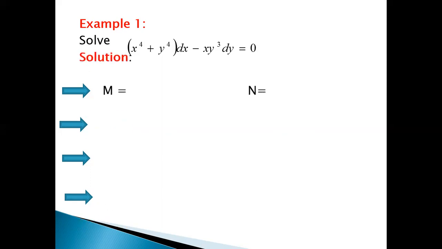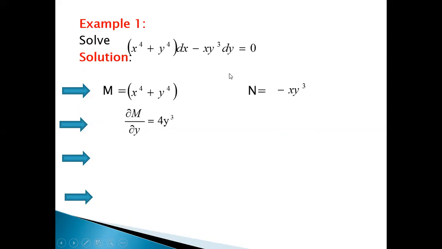First find M and N. What is M? M is the multiple of dx. So the multiple of dx is x raised to 4 plus y raised to 4. Now N. What is N? N is the multiple of dy. That is minus x y cube.